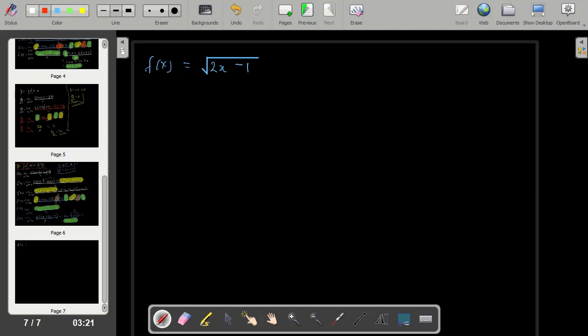So as we always do, we're going to say f prime of x is the limit as h approaches 0 of f of x plus h minus f of x, everything divided by h. So the derivative will be the limit as h approaches 0.